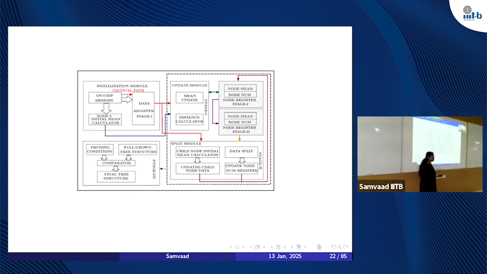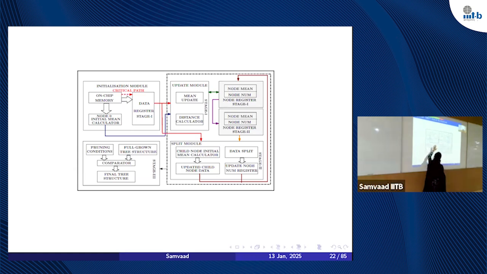So now that TMDT, I also implemented using pipeline one. Here what I did was, earlier I pipelined the average calculation and the mean update unit. Now I pipelined the node calculation. So this is my initialization module. I used node 0 mean calculation, and then I went to this update module, right?